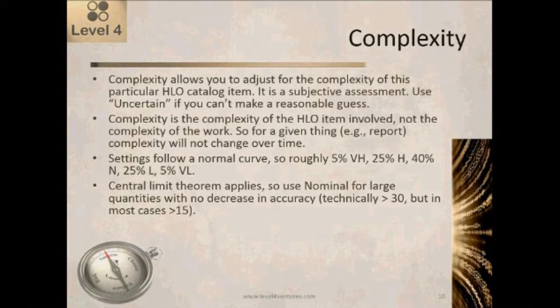Complexity allows you to adjust for the complexity of this particular HLO catalog item. It's a subjective assessment. Once again, you can use uncertain if you can't make a reasonable guess. Complexity is the complexity of the HLO item involved. It's not the complexity of the work involved, the work that you're going to be doing.